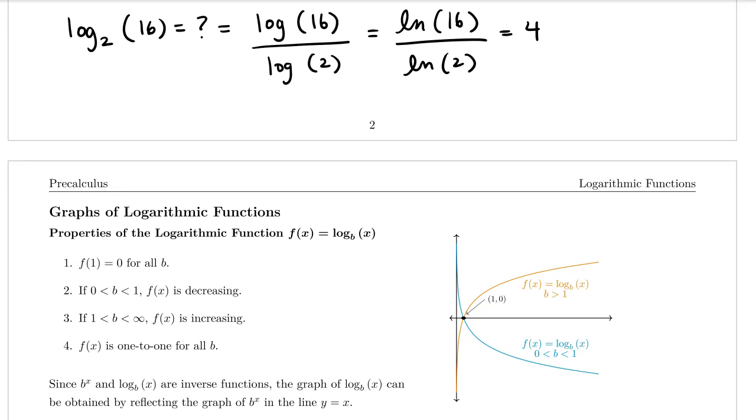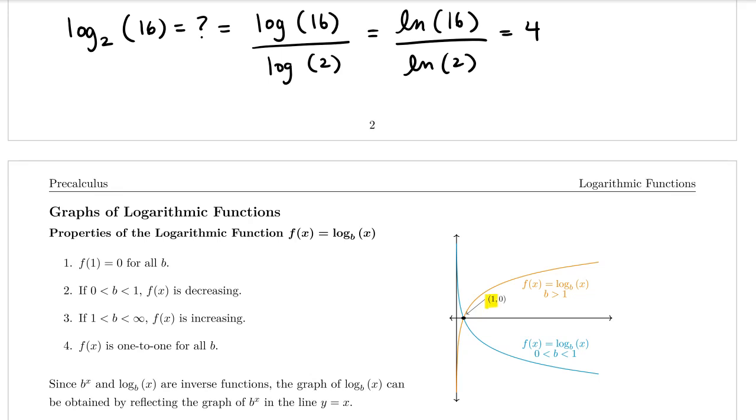Here are some properties of the logarithmic function f of x equals log base b of x. The first property says f of 1 is equal to 0 for all b values. If 0 is less than b, which is less than 1, then we have that the function is decreasing. If our b value, our base for our logarithm, is greater than 1, then our function is increasing. So we can see the two different scenarios here on our graph.